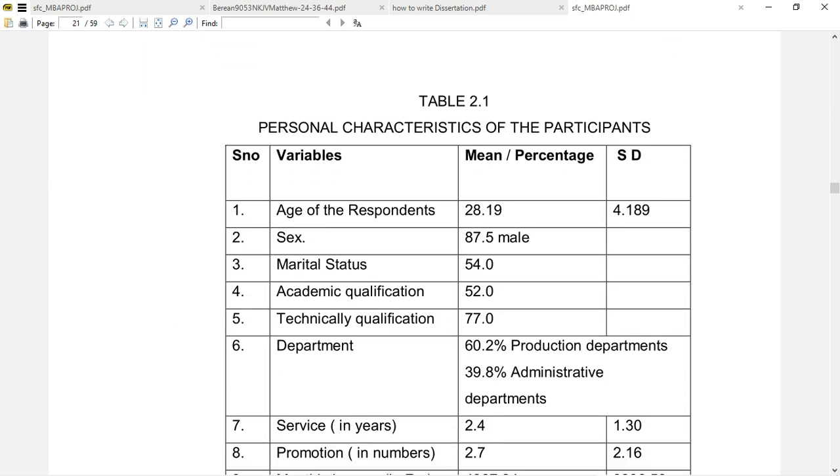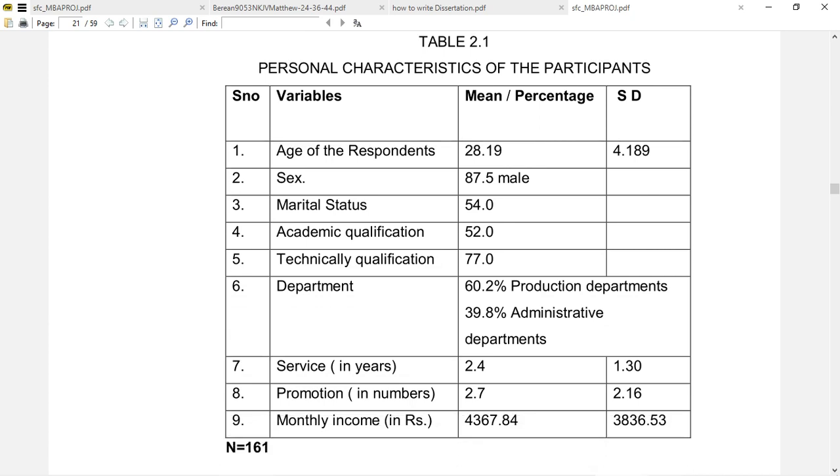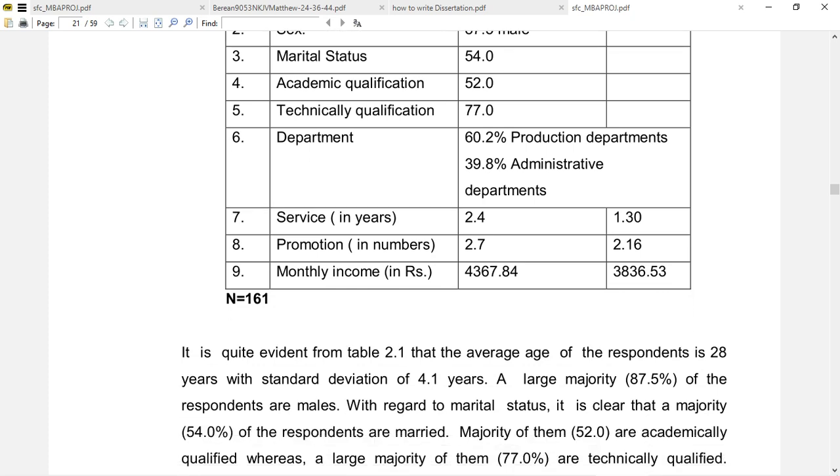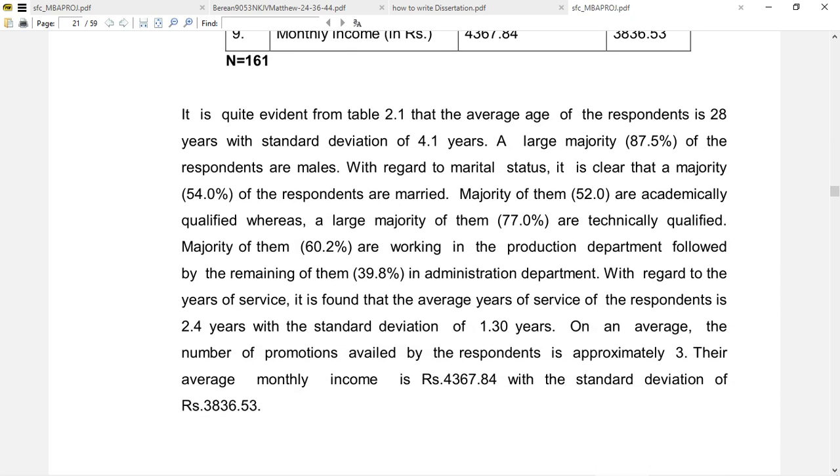Now this is the table where I am presenting all my respondents' profile: their age, their gender, marital status, qualifications, department to which they belong, services in years, promotions, monthly income, and so on. That's the way I'll interpret. This is interpretation actually, the profile table. You can see that more than 50% means majority of them, I would say. If it is 87%, I would say a large majority. Yeah, we have to mention.